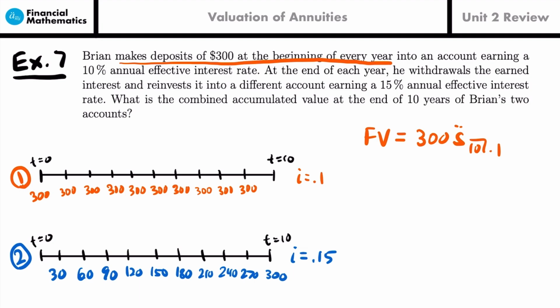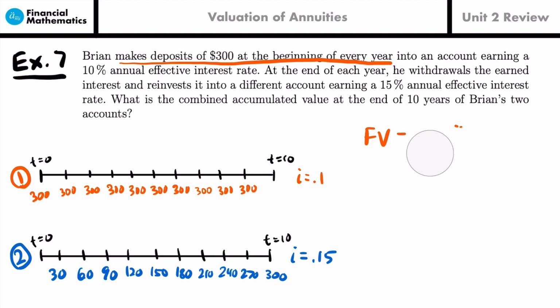Remember that Brian withdrew all of his earned interest. So this calculation would not be correct because this assumes that we are compounding the interest every single period. We're leaving it in the account as he makes those deposits of $300. That's not what's happening. All the interest that Brian earns is being moved into this other account. So this is not right.